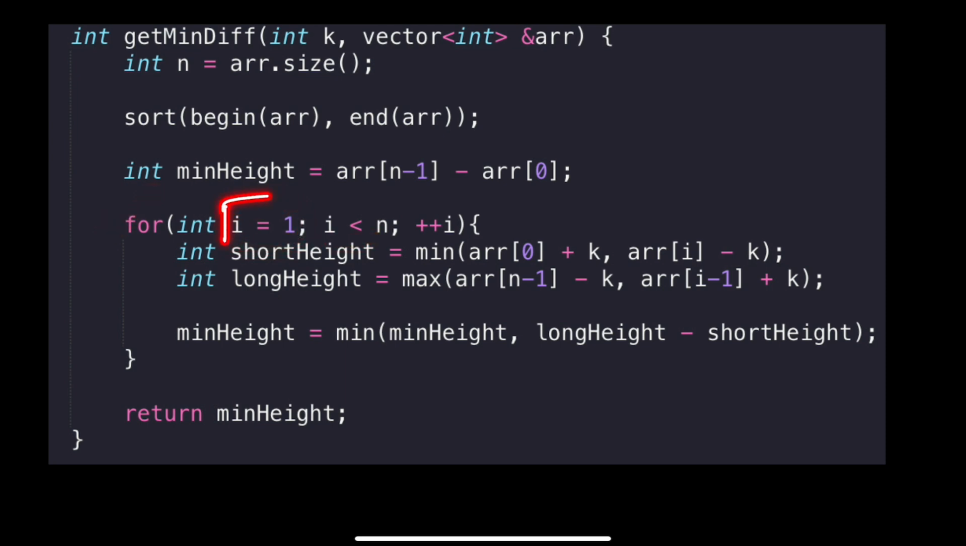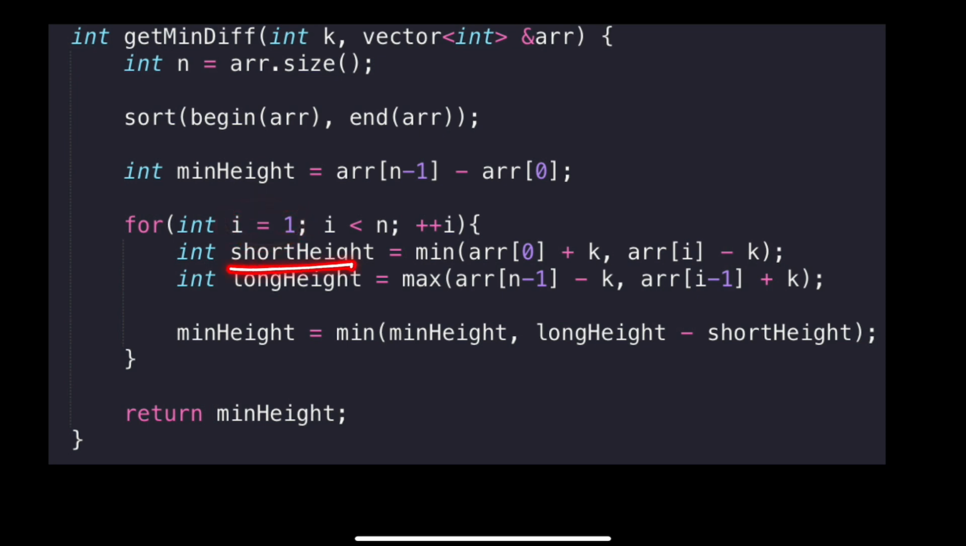Now why am I starting the loop from 1? Because we are checking for the previous index also right here. If we start the i from 0 and if we subtract one here, then 0 minus 1 will be minus 1. But the minus 1 index doesn't exist. That's why I am starting i from 1.